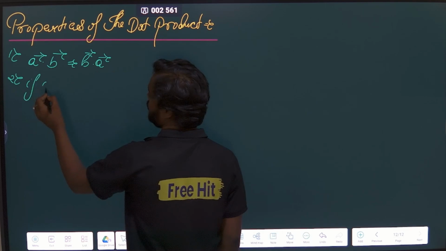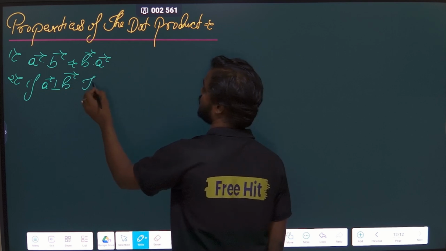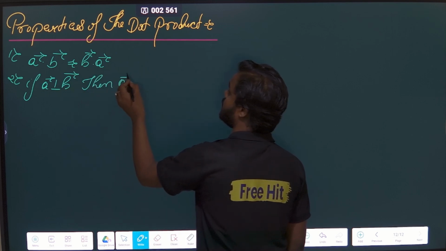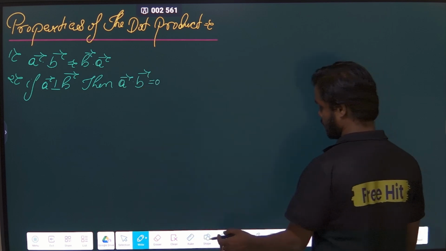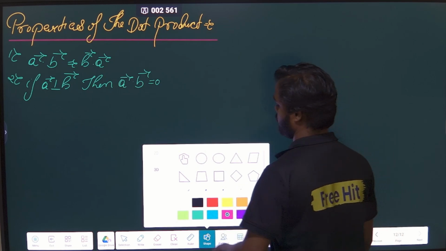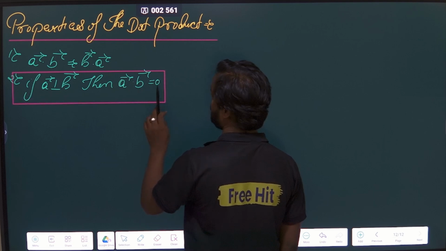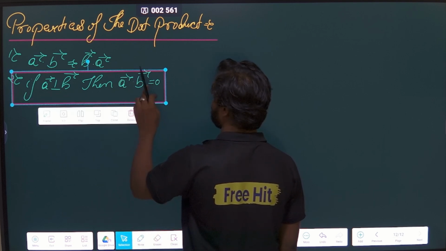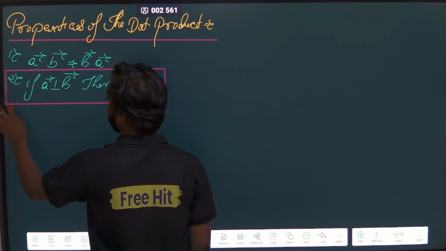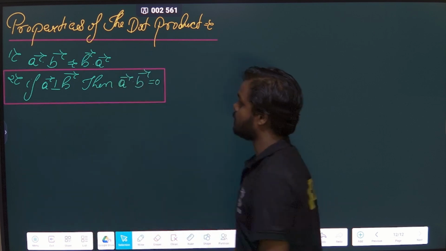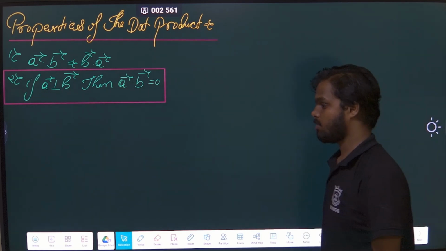The second thing is, if vector A is perpendicular to B, then A dot B is equal to 0. This is very, very important. Remember this. This point is very, very important, it is asked a lot of times in the exam. So if vector A is perpendicular to B, then A dot B is equal to 0.